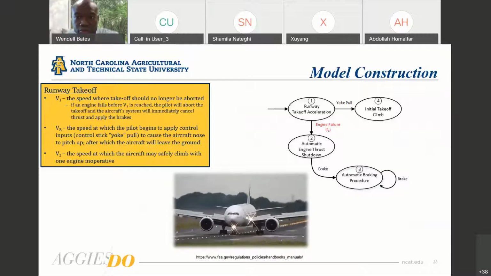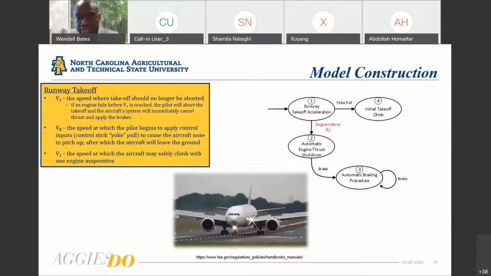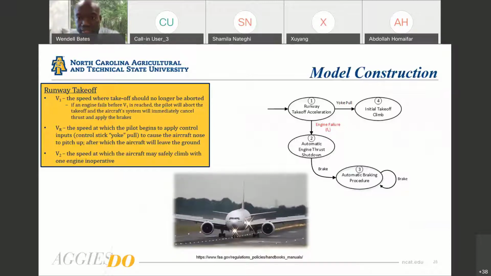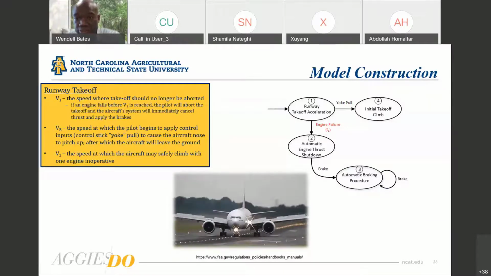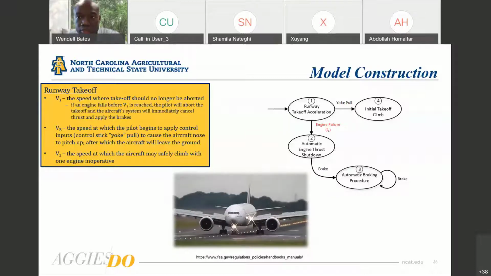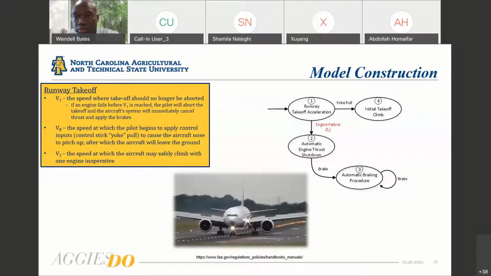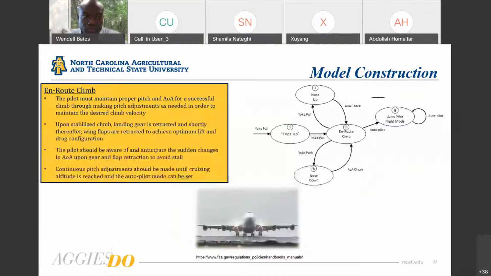So in circle 1, you see the runway takeoff acceleration. While we're in this mode, if the engine fails, like I said, we then move to state 2, and the brakes are then applied, and we're in state 3. If all is going well, we continue on to state 4, which is the initial takeoff climb. And so then we get into the en route climb.